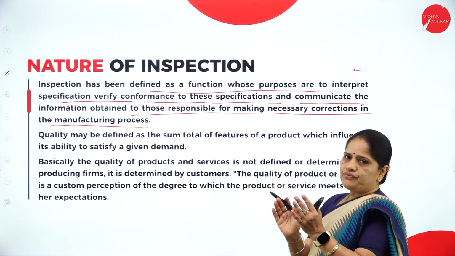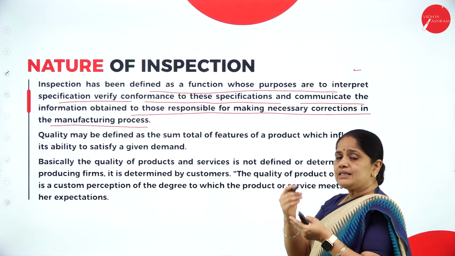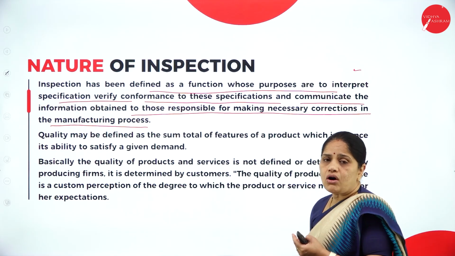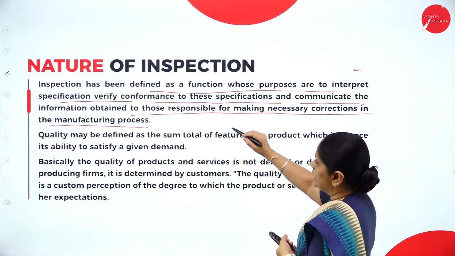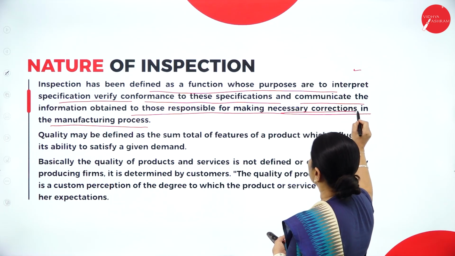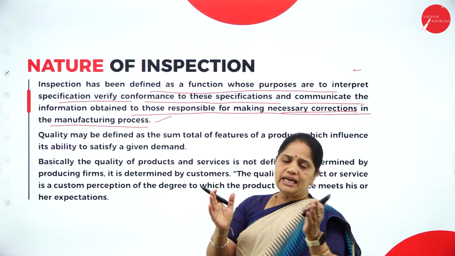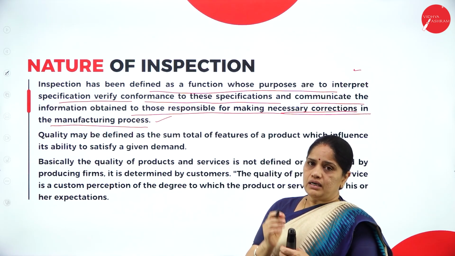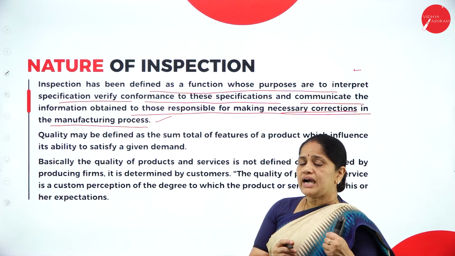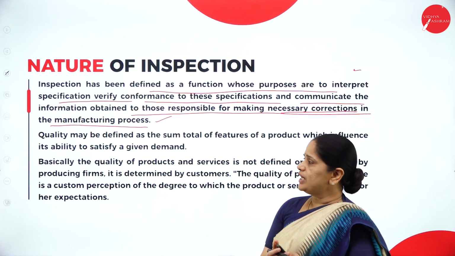Now, you have a specification for each product. You just have to check whether the product is passing all the specifications and communicate the information obtained to those responsible for making the necessary corrections in the manufacturing process. So, if there is any deviation in the quality or any deviation in the specification, then you have to inform all those involved in the manufacturing process.